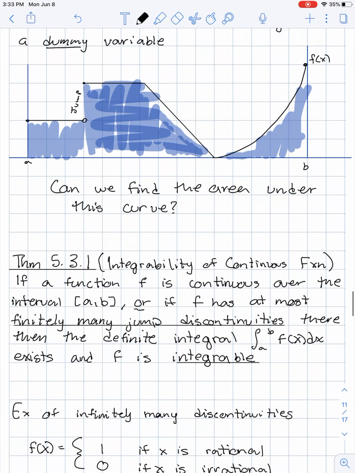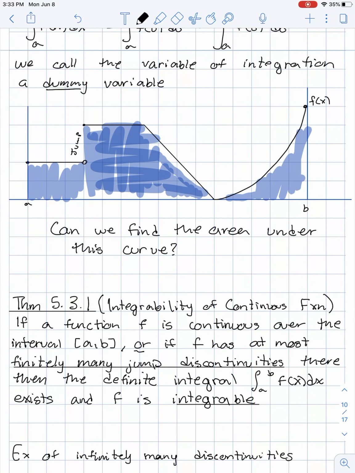So if we go back and look at this picture I've drawn, we don't have a continuous function, so we're in the second part. We have to make sure that we only have finitely many jump discontinuities. Remember, a jump discontinuity is not when one limit goes up to infinity and the other goes down to negative infinity like we sometimes see with tangent and secant. A jump discontinuity means I'm just going bump, bump, right? Like I am right here. So I only have one, and that's a finite number.